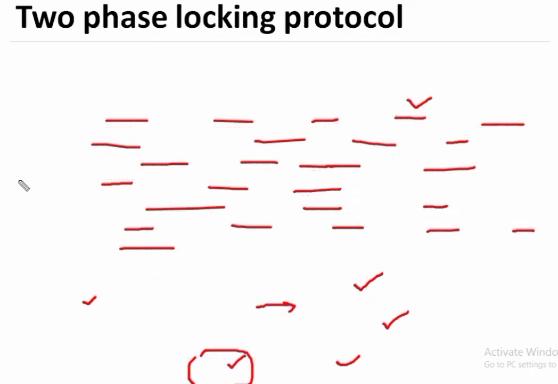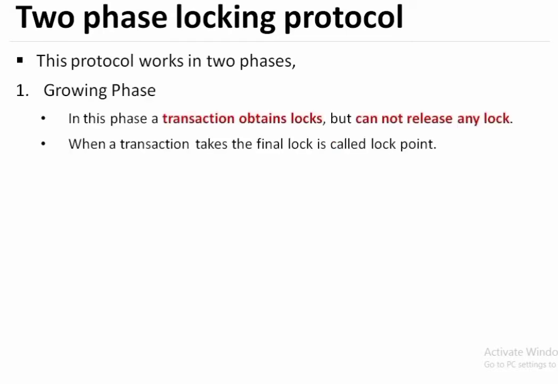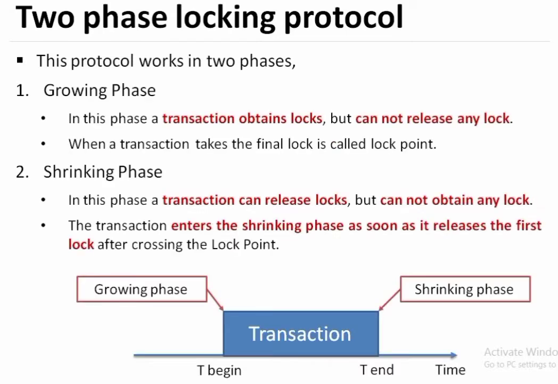So this is the two phase locking protocol. Now there are 2 phases of the 2-phase locking protocol. First stage is the growing phase. In this phase, the transaction obtains locks only, but it cannot release any of the locks that are already occupied. When the transaction takes the final lock, it is called the lock point.